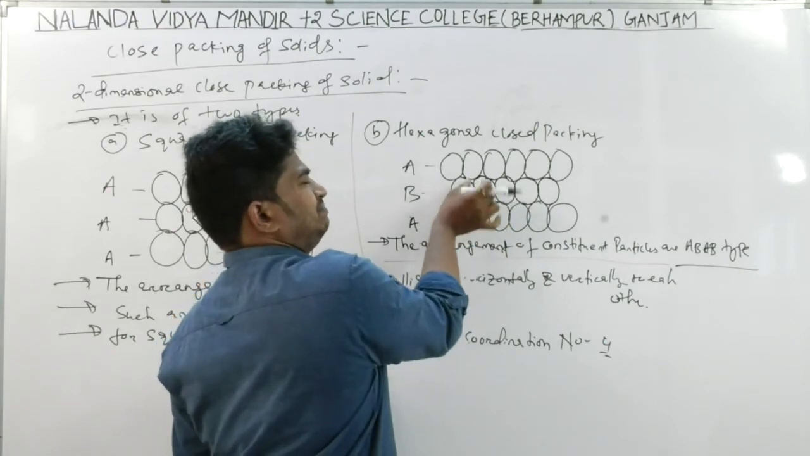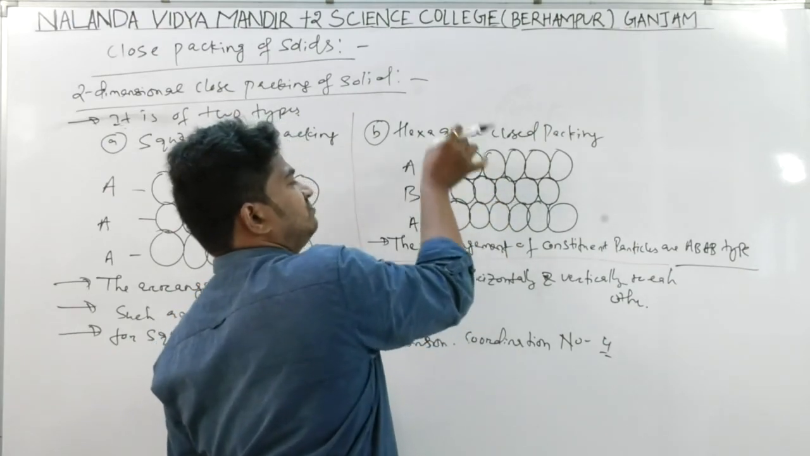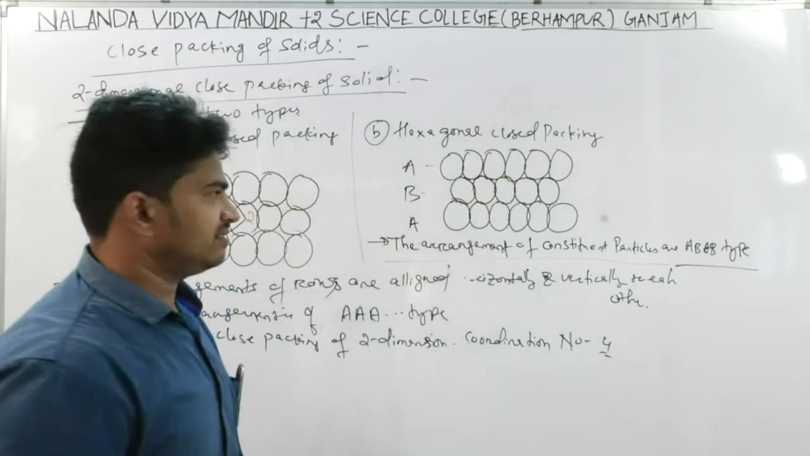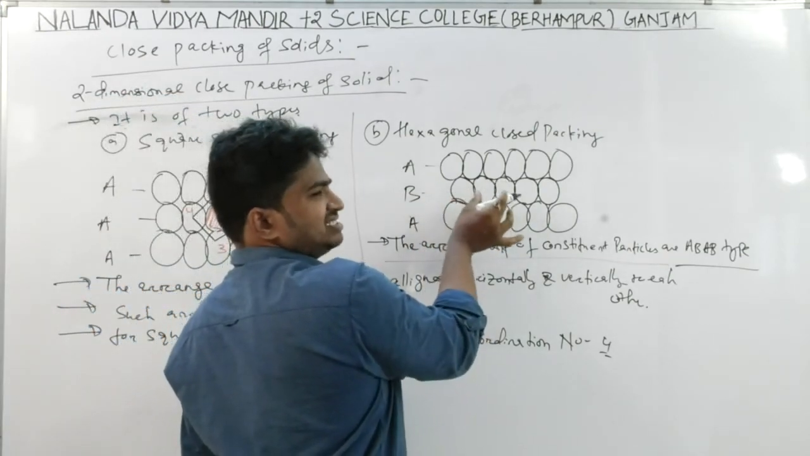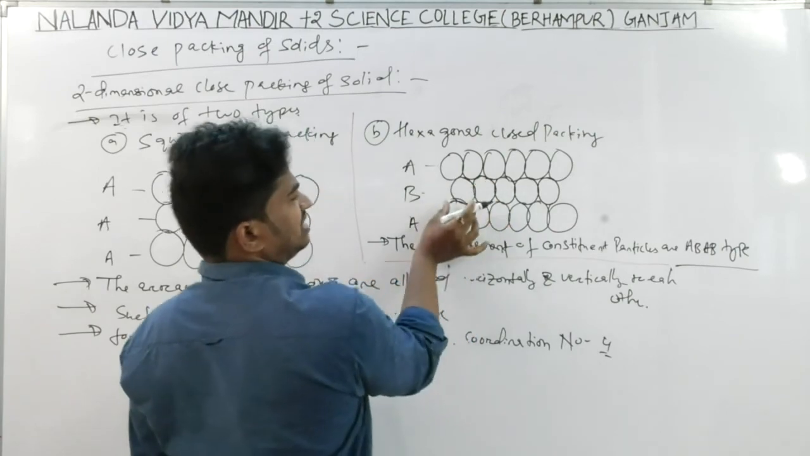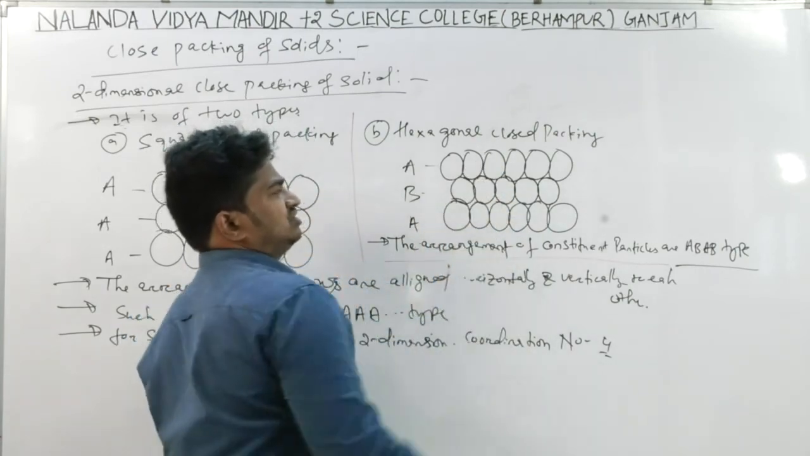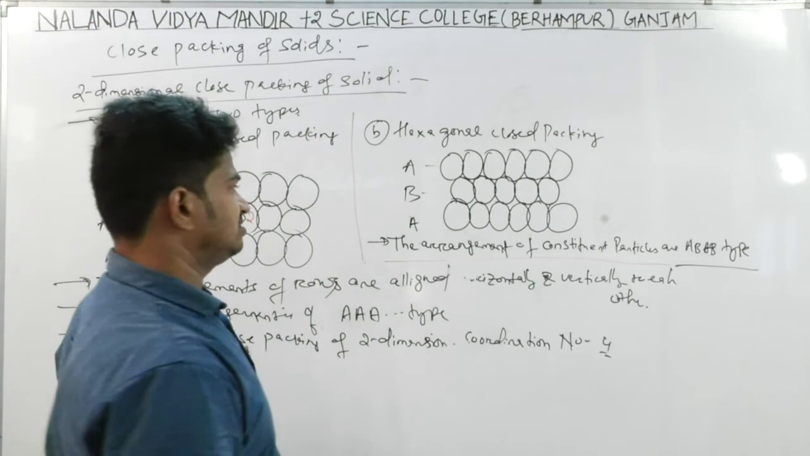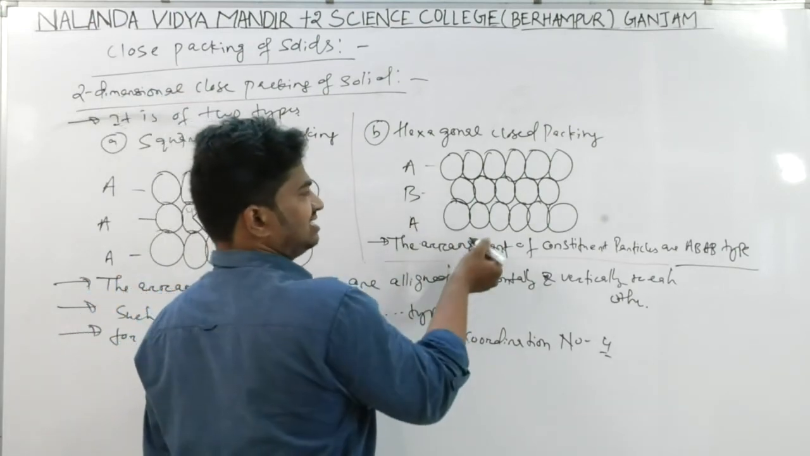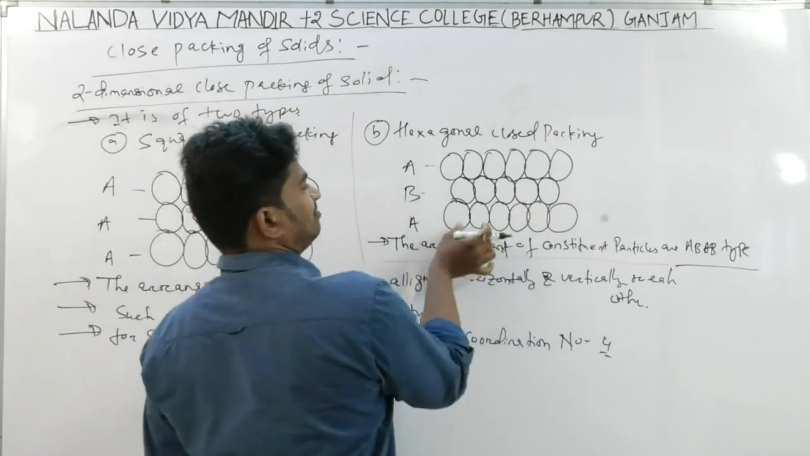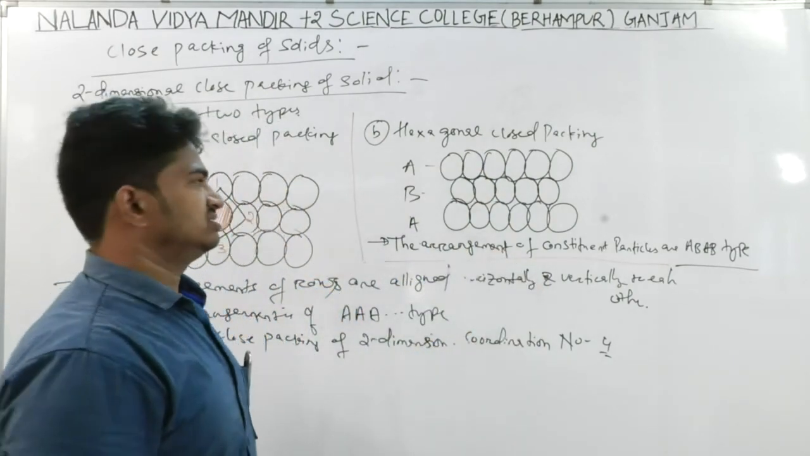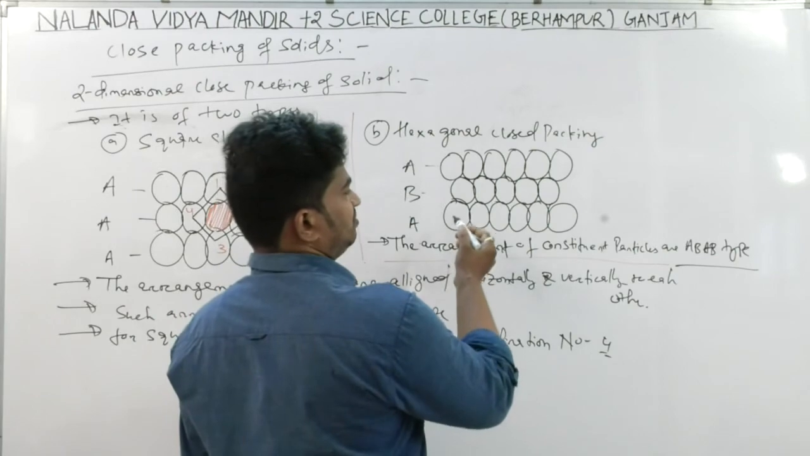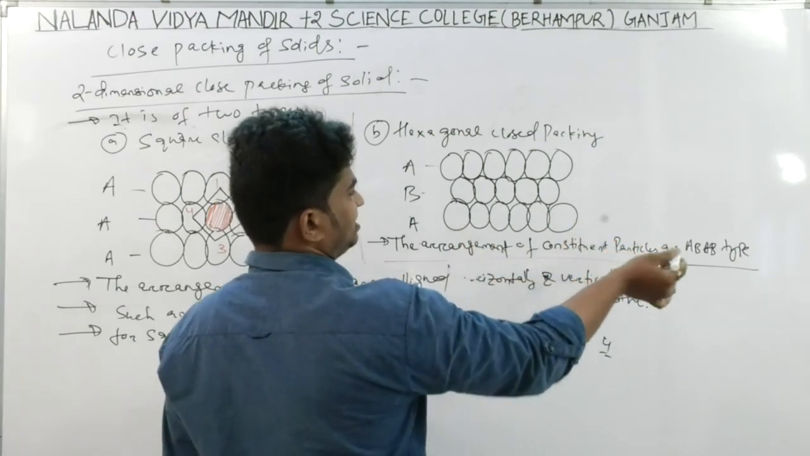Each atom will be placed in the depression of the first row of atoms. The AB layer will be placed in such a way that each atom from the B row will be at a depression of the A row's atoms. And again the third row will be vertically and horizontally aligned to the first row. That's why the arrangement of constituent particles will be AB type.